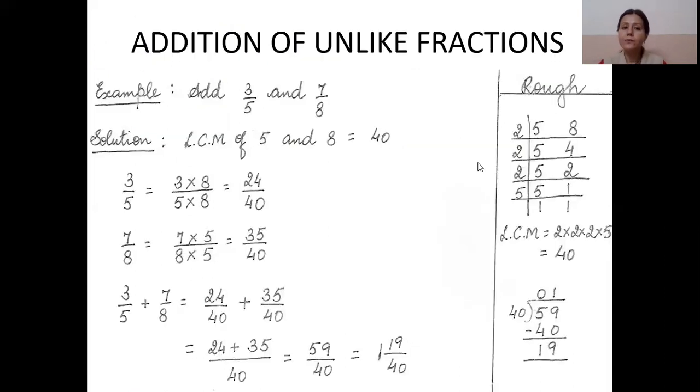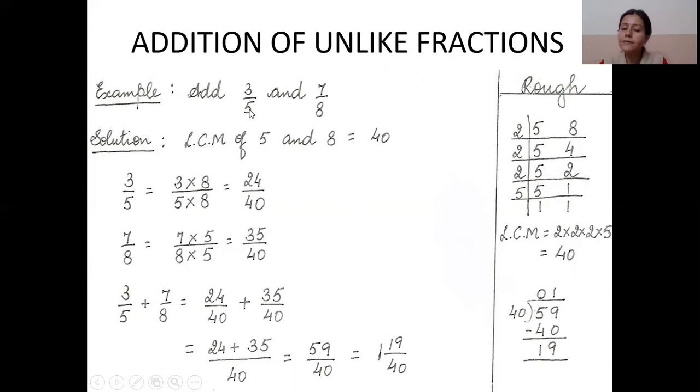Now, children, next we'll study addition of unlike fractions. What are unlike fractions? Unlike fractions are those fractions which have got different denominators. Fractions with different denominators are called unlike fractions. Look at this example, beta. Add 3 upon 5 and 7 upon 8.